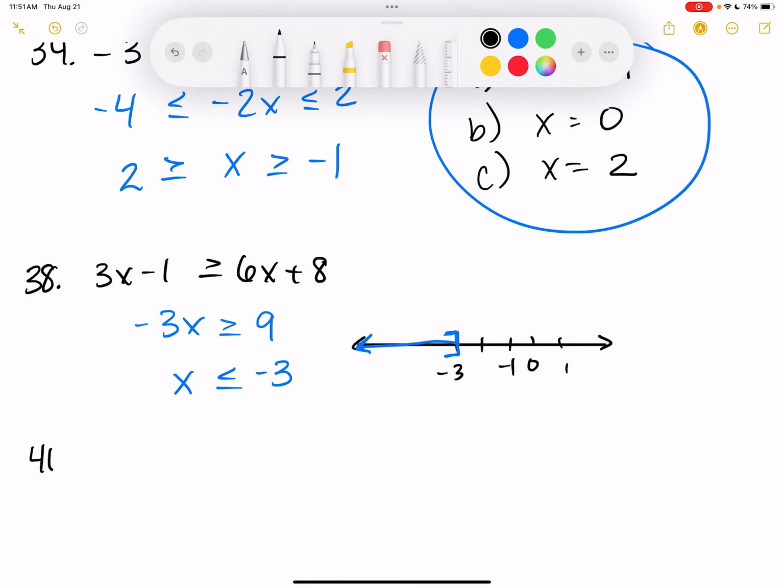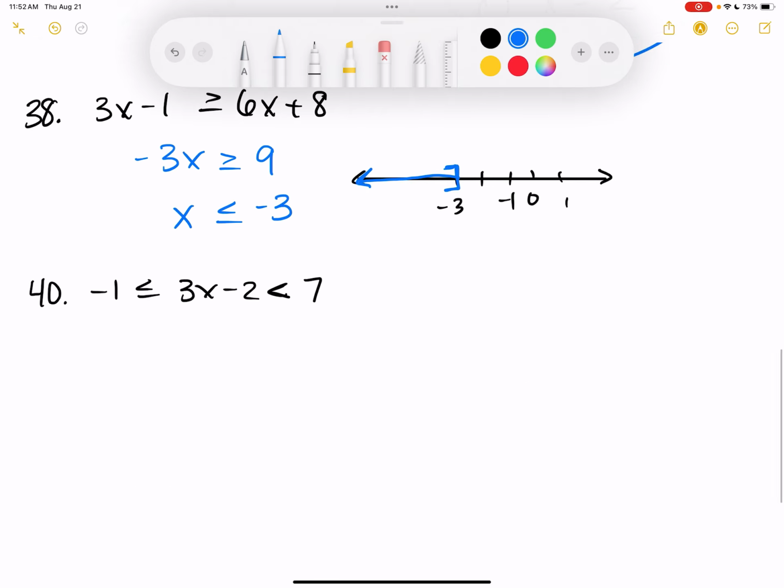Number 40: negative 1 is less than or equal to 3x minus 2 is less than 7. I'm going to add 2 to all pieces. So that's going to be 1 is less than or equal to 3x is less than 9. Then I'm going to divide by 3. So 1/3 is less than or equal to x is less than 3.